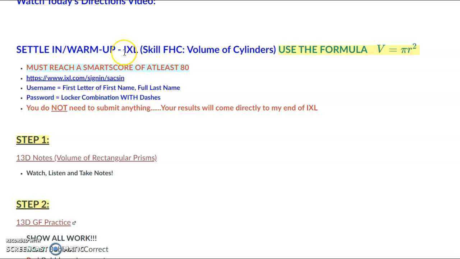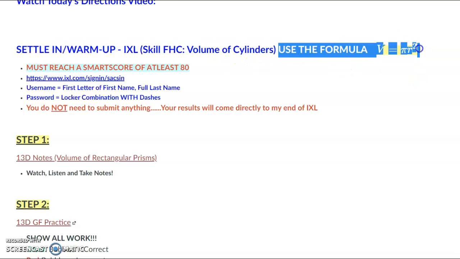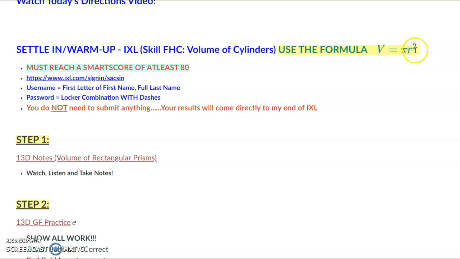Your warm-up today is an IXL skill, skill FHC, which is practicing finding the volume of cylinders. Remember, our cylinder volume formula is V equals pi times radius squared, and there should be an H there as well. Right now, what I have on the screen, my mistake, is just the area of a circle formula. We do find the area of the circle since that's the base of the cylinder, but then we have to remember to multiply it by H, the height. So there should be an H at the end here. I will get that fixed as well.